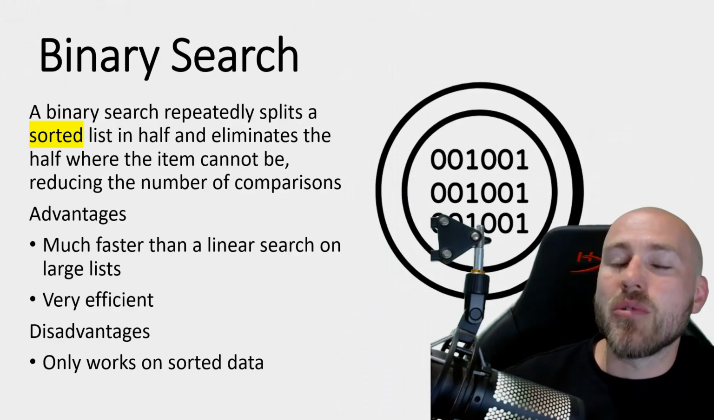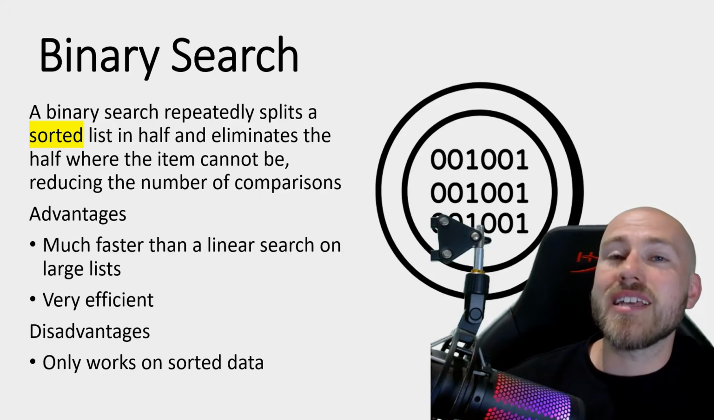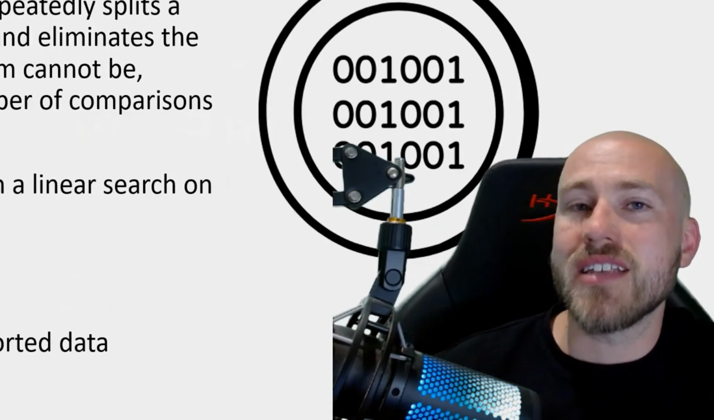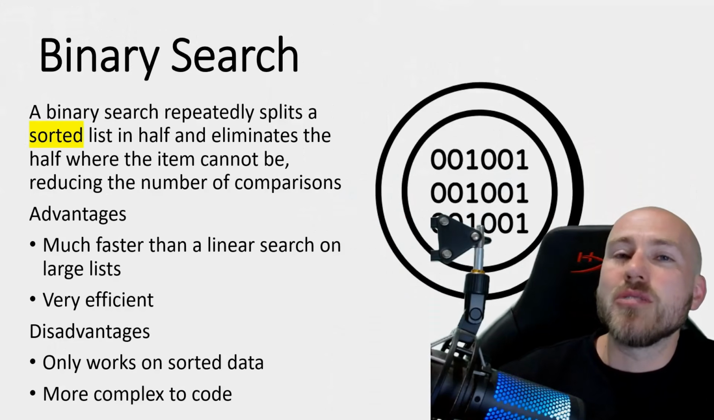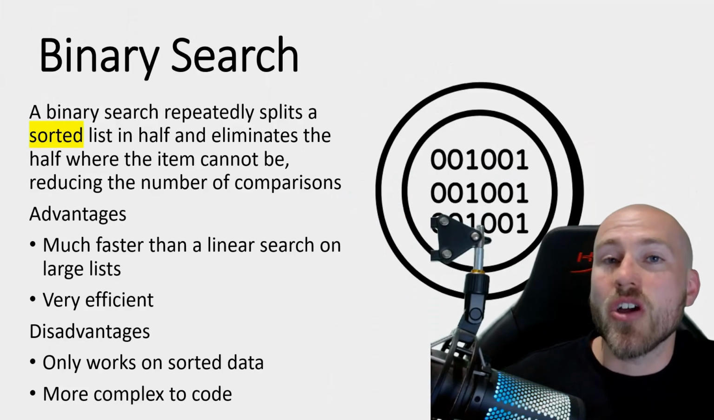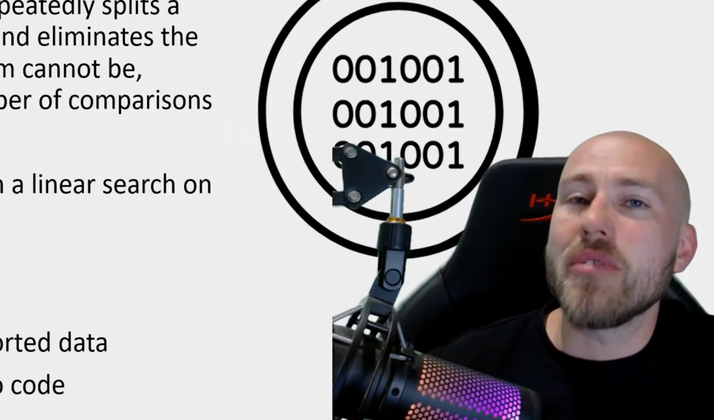A disadvantage is what I've previously mentioned, the fact that the data has to be sorted first before it can take place. But if you've got a really large data set, then it's going to still work out time-wise a lot faster. Another disadvantage would be it's more complex to actually code. So for beginners, it's not going to be an easy job. Let's look at the steps to perform a binary search then.